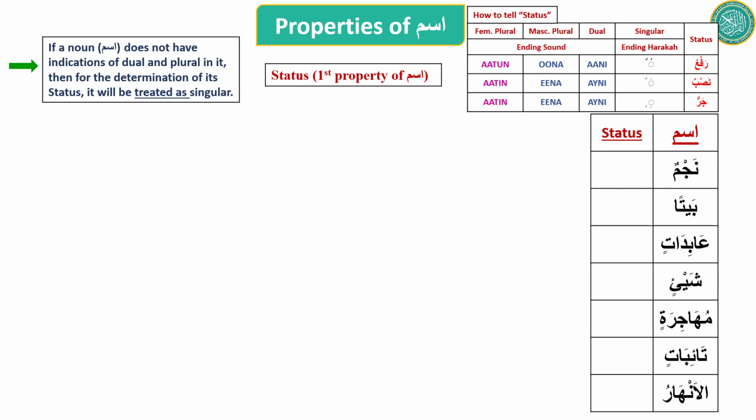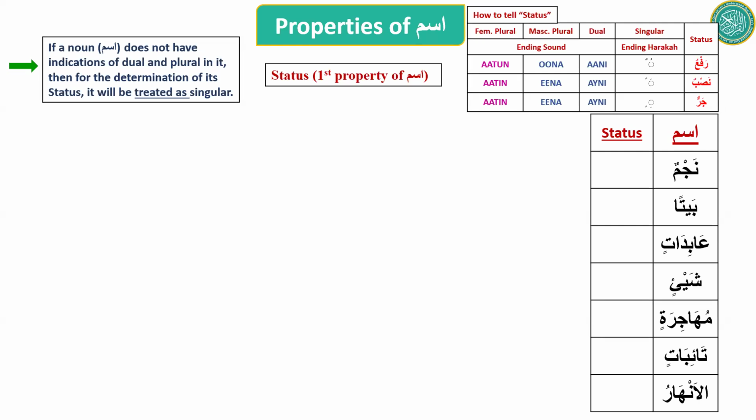And remember, there are plurals that do not follow the una, ina, or atun, atin pattern, and most of the plurals are actually like that. Because they don't follow that pattern, we will treat them as if they are singular for telling the status. Even though they are not singular, for telling the status, we will treat them as singular.